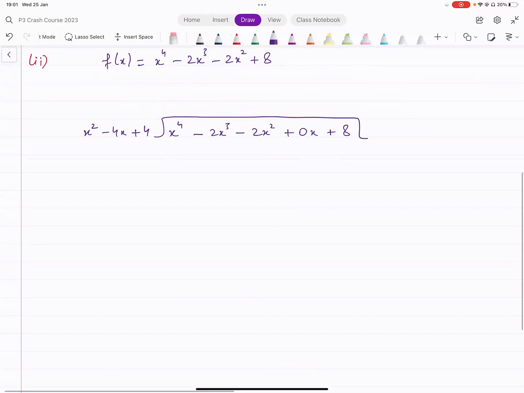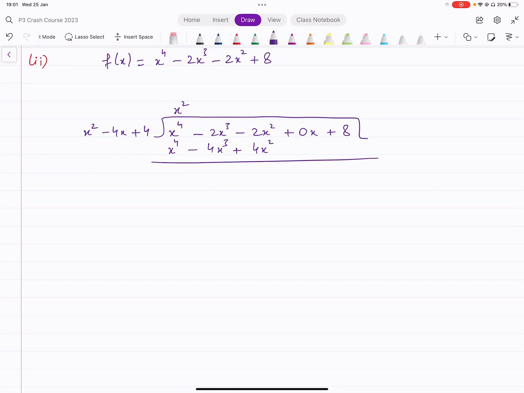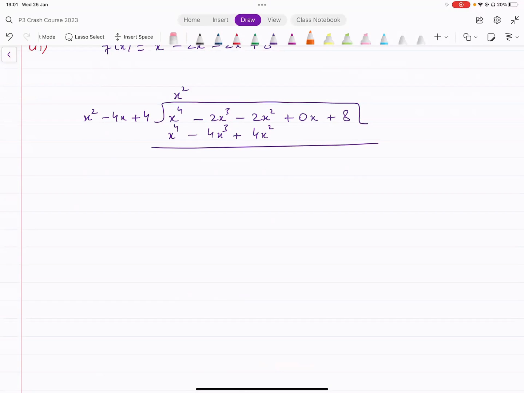What do we multiply x squared by to get x raised to power 4? We multiply by x squared, x squared into this whole thing. That gives us x raised to power 4 minus 4x cubed plus 4x squared. Now change the signs. This becomes minus, plus, minus. This gets cancelled, and we have 2x cubed minus 2x cubed plus 4x cubed. That's 2x cubed. Minus 2x squared minus 4x squared. That's minus 6x squared. Then you have 0x plus 8.